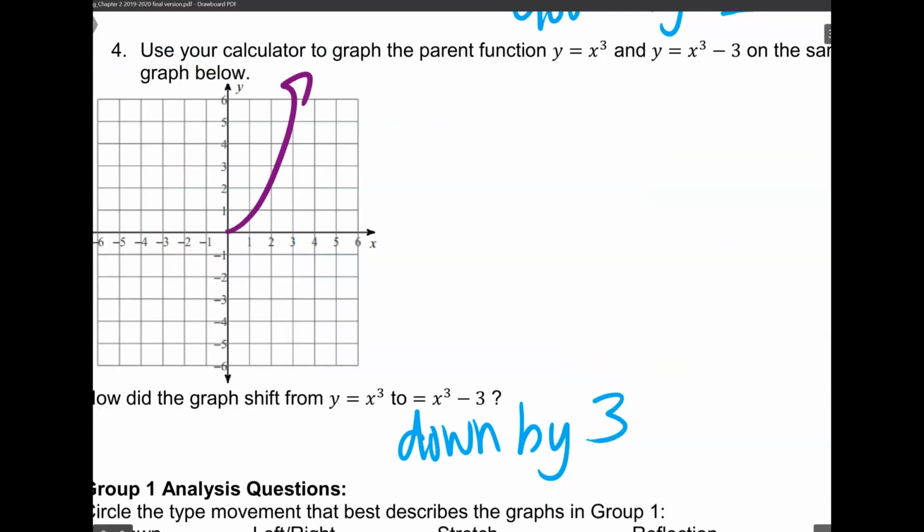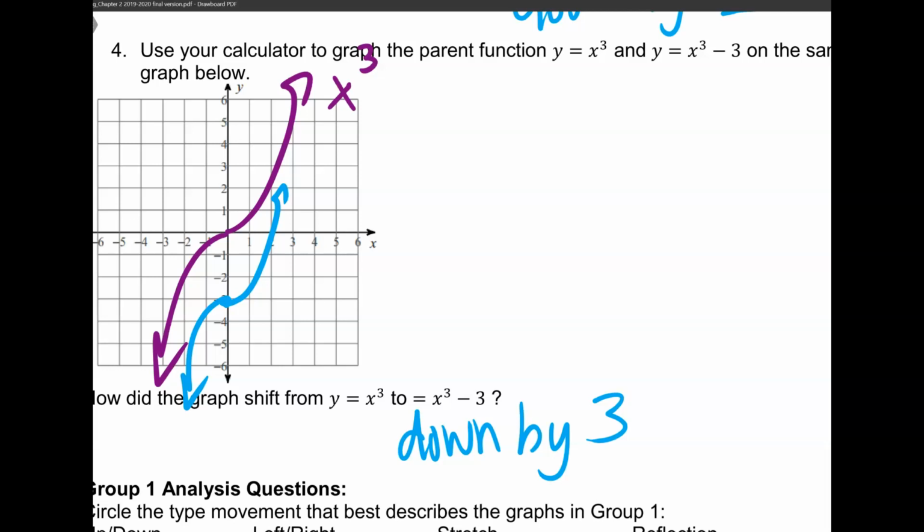It looks roughly like this. That's x cubed. And then if I want to do x cubed minus 3, I go down to -3, and it looks something like that. So literally the graph from purple to blue, from the parent function, the one that's just regular, to the transformed function, the one where I'm adding or subtracting a number, it's transformed by going down by 3.